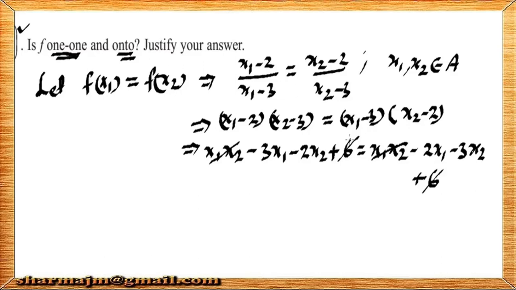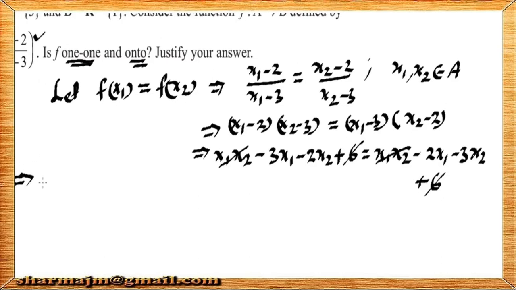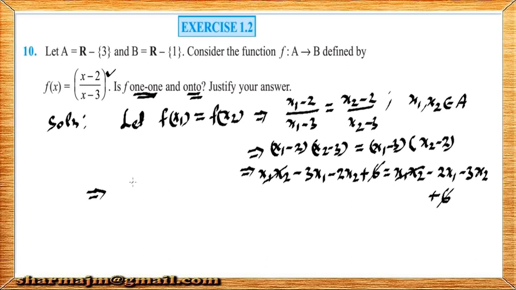and you can write here, multiplying both sides by minus 1, you have 3x1 plus 2x2 is equal to 2x1 plus 3x2.